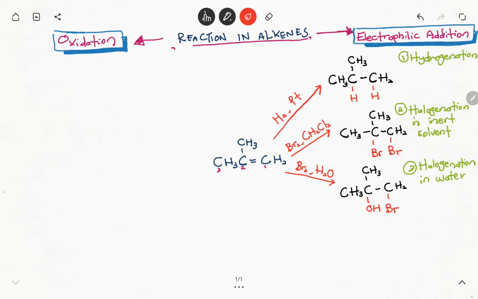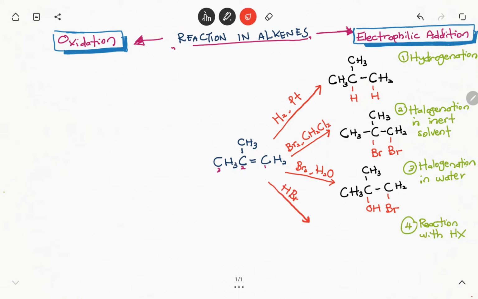In halogenation in water, make sure the halogen is added to the carbon of the carbon-carbon double bond with more hydrogen atoms. Carbon with more hydrogen atoms means the carbon that is directly bonded to more hydrogen atoms. In this case, for 2-methylpropene, carbon number 1 is bonded to 2 hydrogen atoms and no hydrogen atoms are directly attached to carbon number 2.